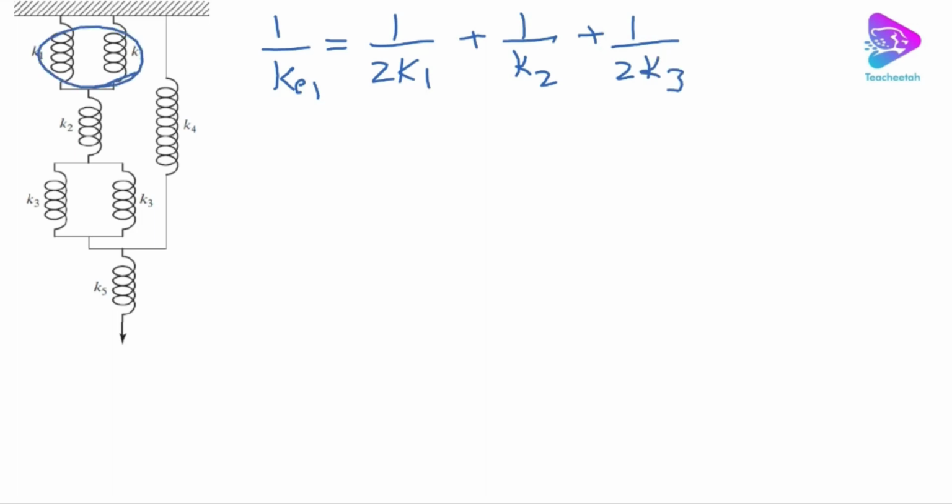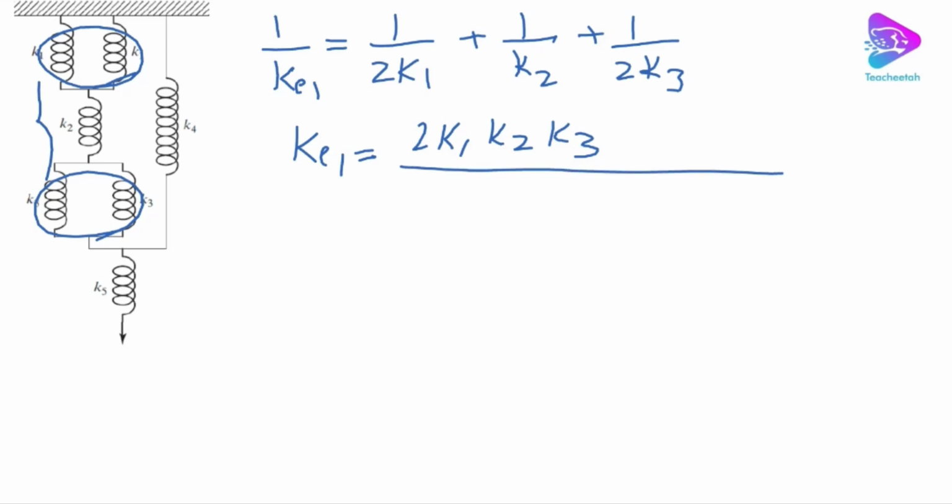So we have 2K1 and 2K3, and all these 3 are connected in series connection. So if we simplify for KE1, we just need to simplify these fractions and use some mathematical rules. We get KE1 equals 2K1 K2 K3 divided by K2K3 plus 2K1 K3 plus K1 K2. Right?